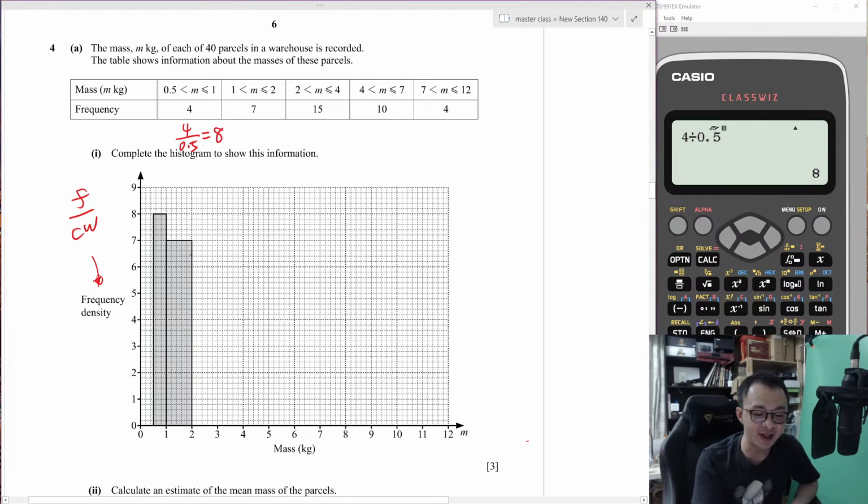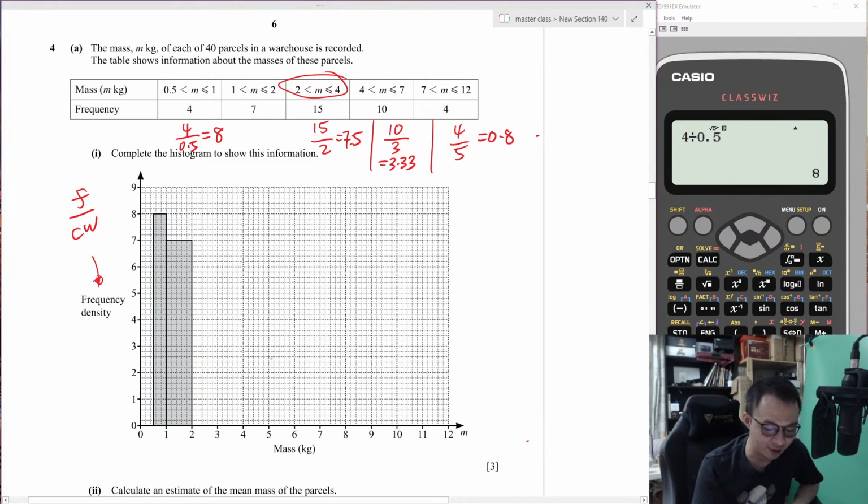Alright, so I will do the same thing here. The frequency is 15. The class width is 4 minus 2, which is 2 here. So it's 7.5. Then here is 10 divided by 3, so it's 3.33. And the last one is 4 divided by 5, which is 0.8. Then I will just draw it. So 7.5 is somewhere in the middle here, all the way up to 4.